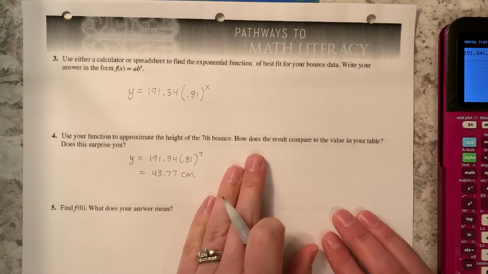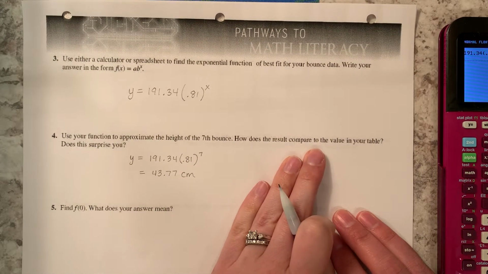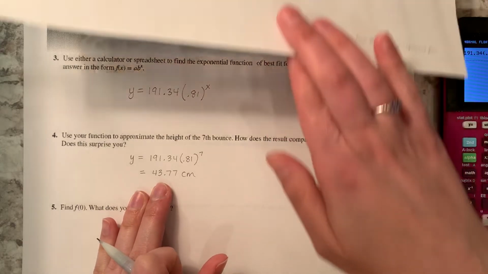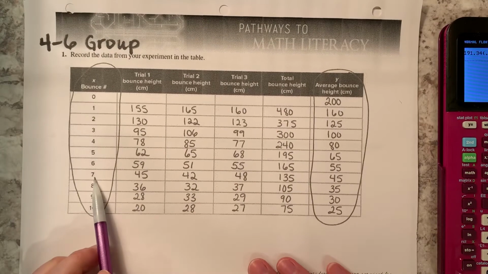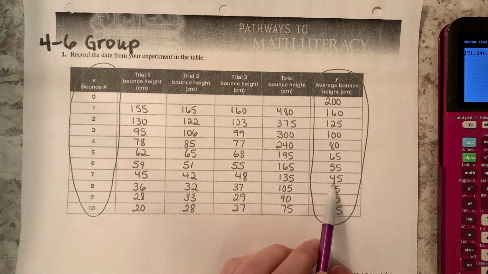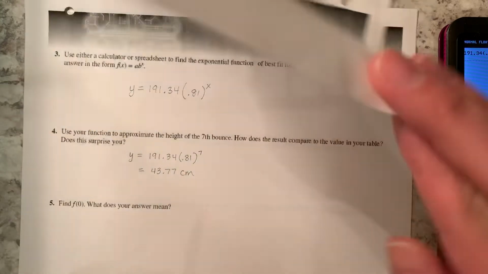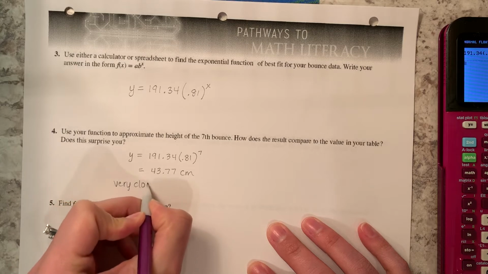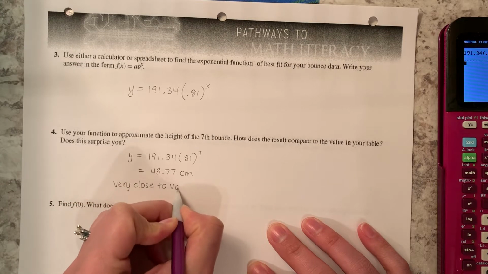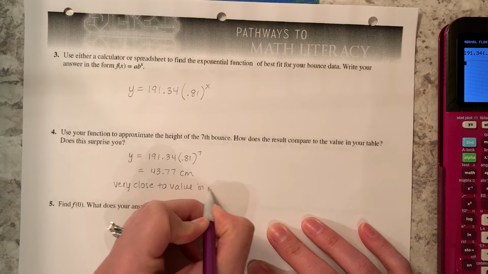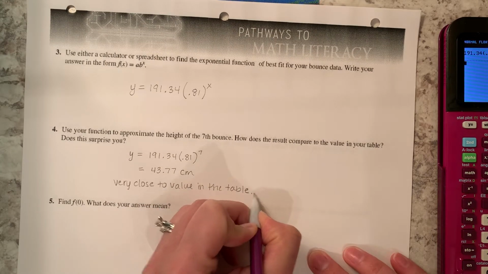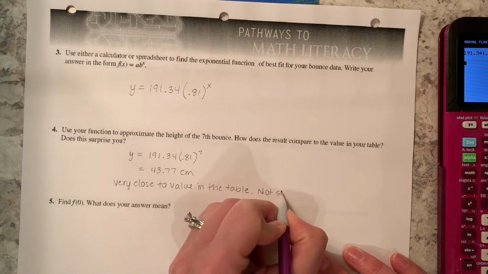Now, it does say, how does the result compare to the value in your table? Does this surprise you? So we got 43.77, and for the 7th bounce, we got 45. So we're actually very close. So I'm going to say very close to the value in the table. Not surprising at all.